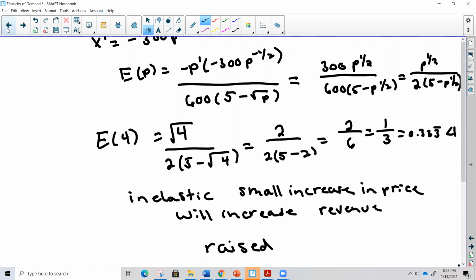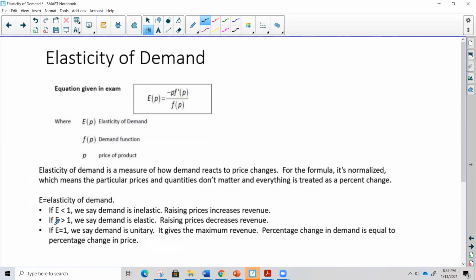So again, the formula is given to you, but you do need to know these 3 things. You need to know that if E is less than 1, it's inelastic and raising prices increases revenue. If E is greater than 1, it's elastic and raising prices decreases revenue. And if E equals 1, it's unitary. It gives us the maximum revenue. So that's really what we would want for our price.